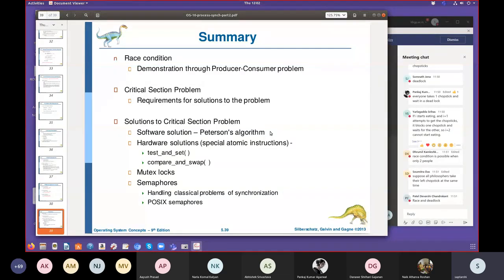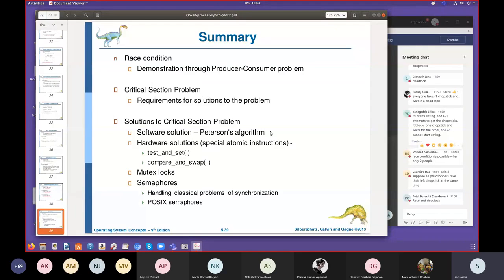As a precursor to this, we understood that things that we write in a high-level language, say X++, is actually not one instruction. If you think of assembly language or machine language, X++ can be broken down into 3 instructions, and there can be a preemption in between these 3. However, there are these special atomic instructions which guarantee that there will be no preemption within that instruction.